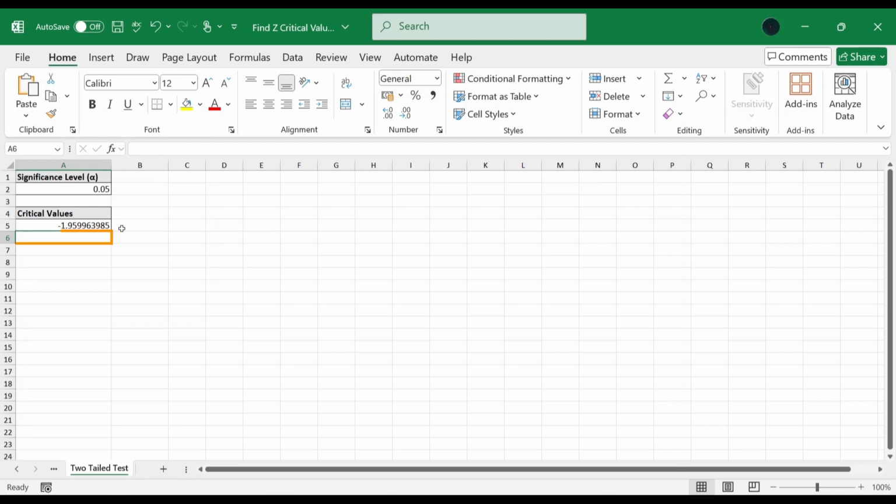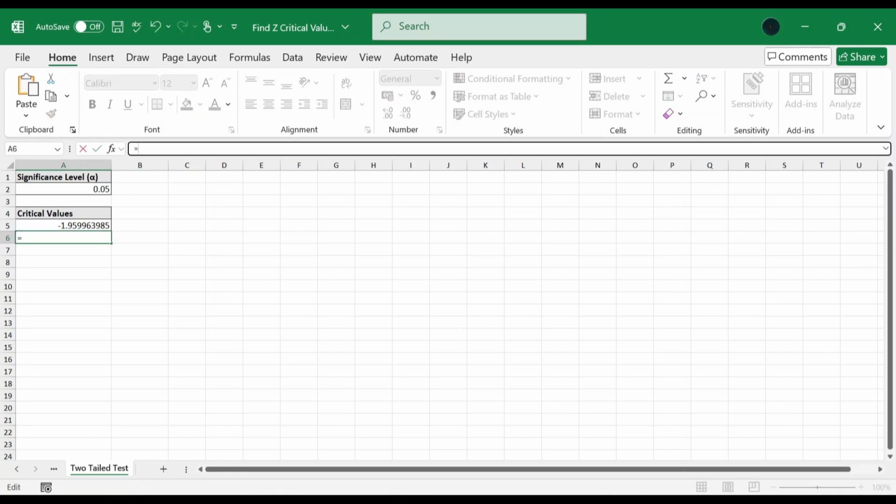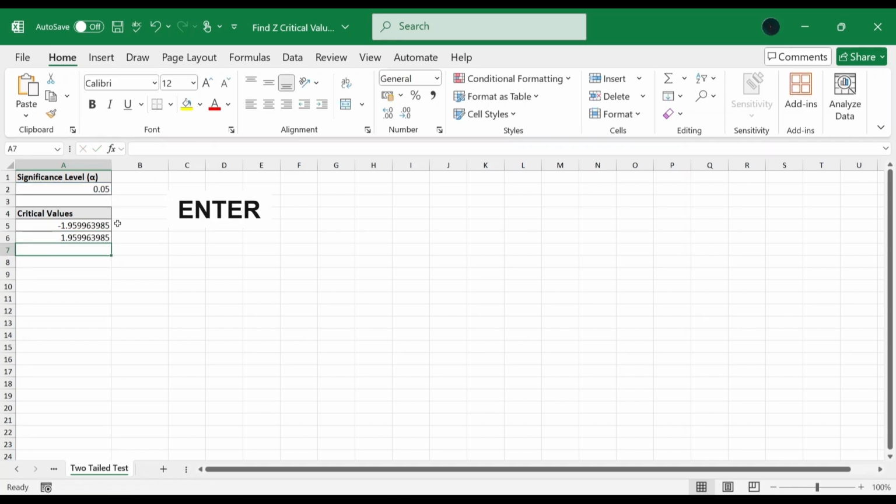Next, in cell A6 or any cell of your choice, type this formula equals NORM.S.INV. For the probability, type 1 minus the significance level, which is cell A2, divided by 2. Close the bracket. This time, we subtract 0.025 from 1, which gives us 0.975. That number marks the cutoff point for the right tail. Press enter. The formula returns roughly around 1.96.